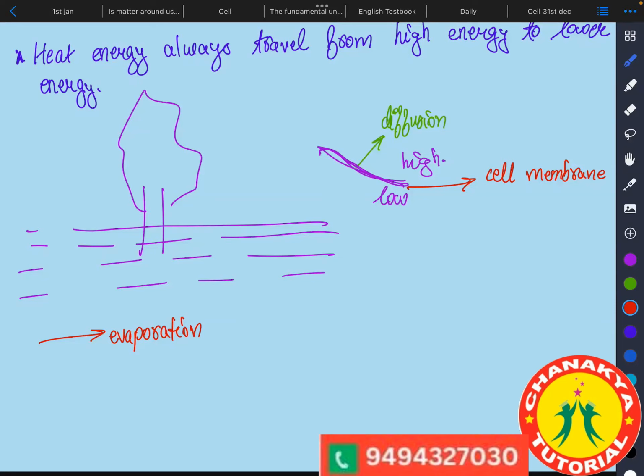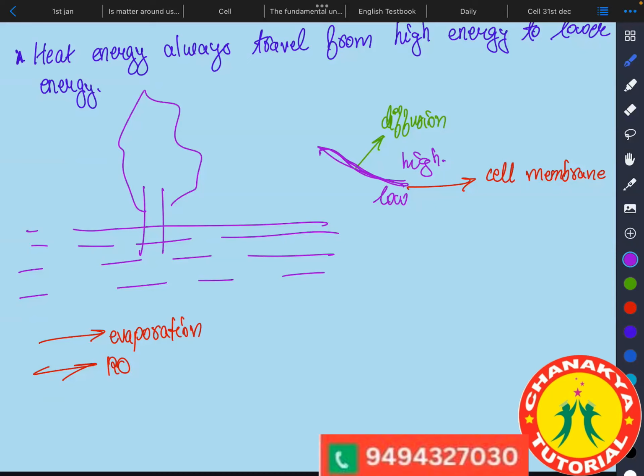I will discuss reverse osmosis also. So due to this diffusion, the plants take up this water. It is called the ascent of sap, right? Ascent of sap. I'm not telling the exact wording, but this is the diffusion.